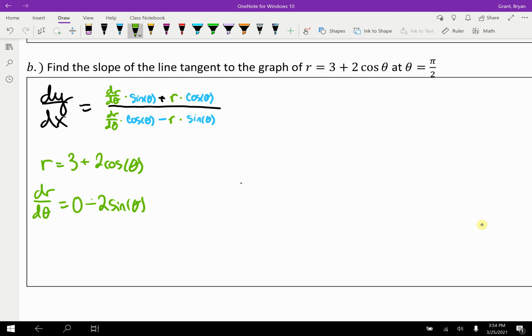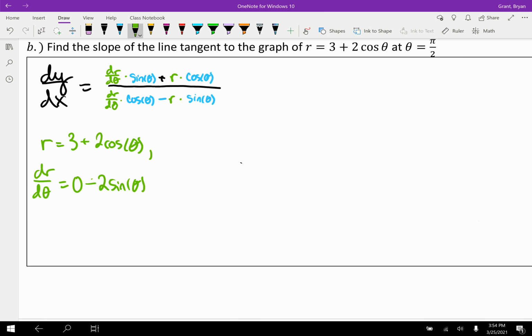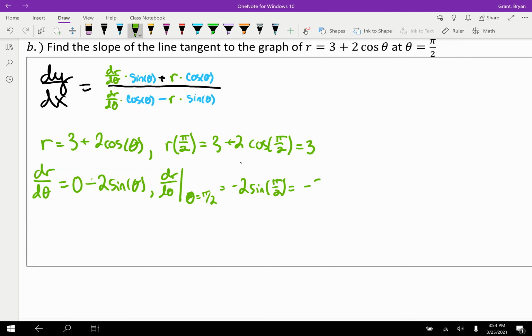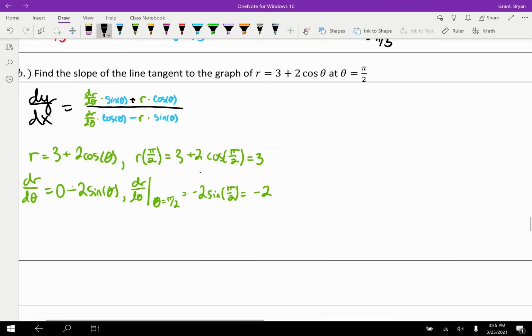And then eventually we're going to need to substitute in pi over 2, so that actually might be useful as well. So not only do we have r, let's find r of pi over 2. So 3 plus 2 cosine of pi over 2. Cosine of pi over 2 is 0. I think that just becomes 3. And then we have, of course, dr d theta evaluated at theta equals pi over 2. That's because negative 2 sine of pi over 2. Sine of pi over 2 is 1, so we end up with negative 2. All right, I think we can go through and probably do this pretty quickly then.